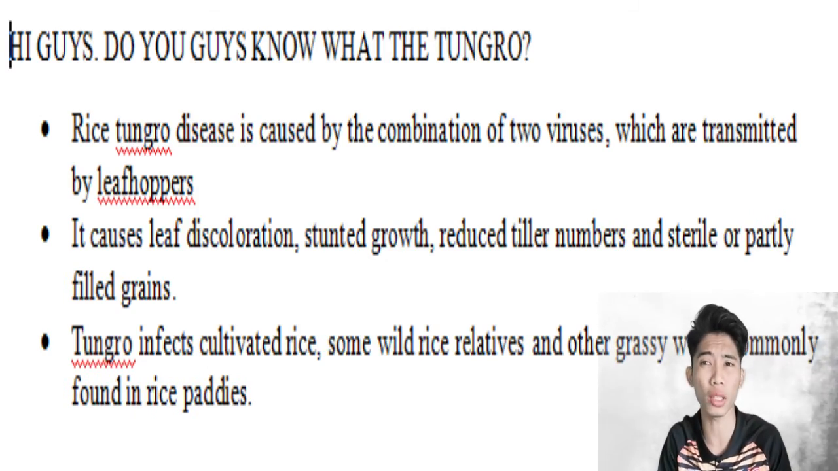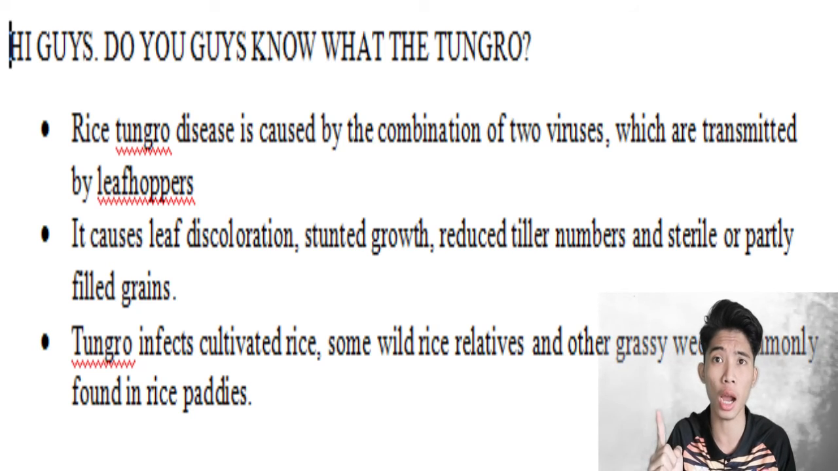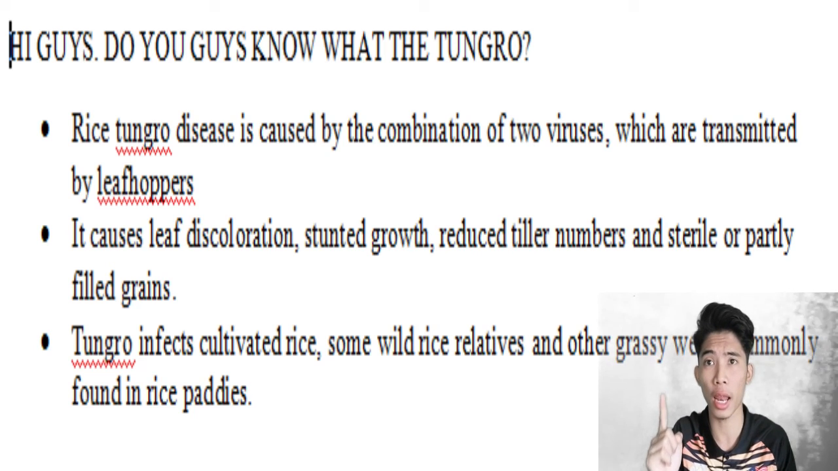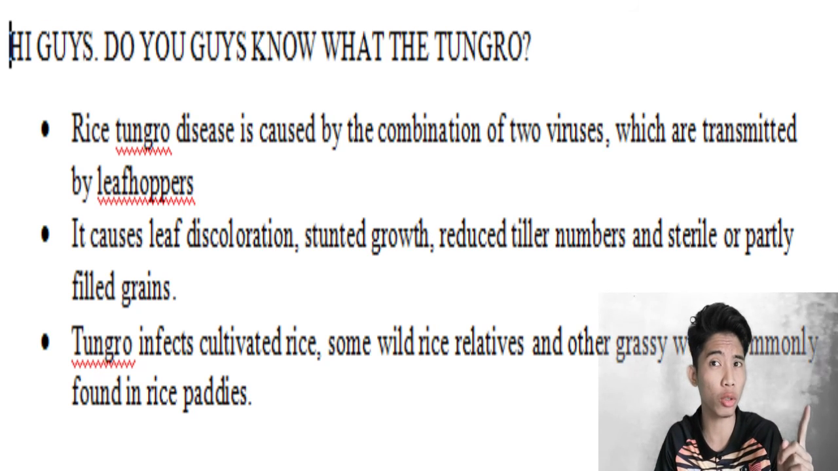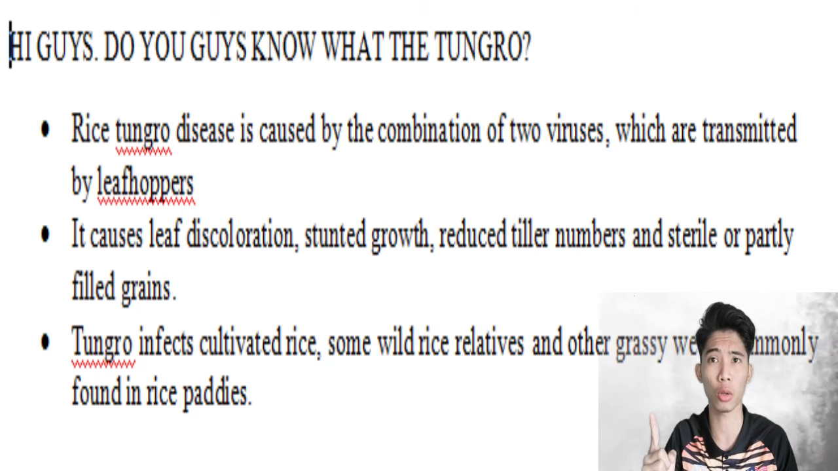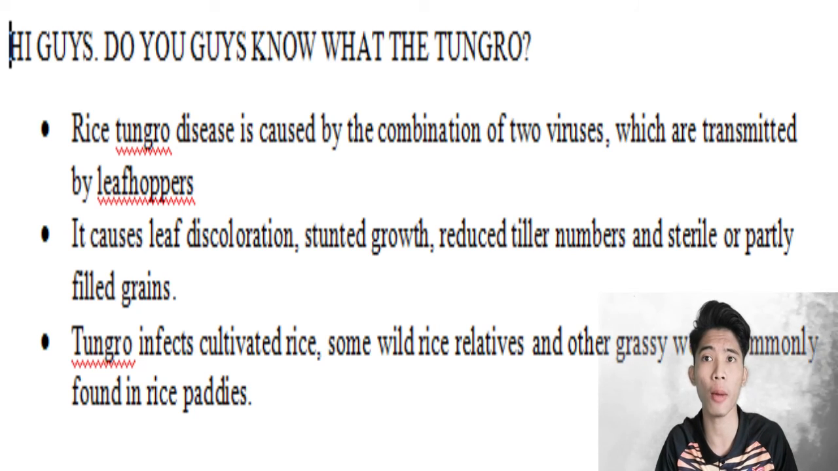Do you guys know what is tungro? Rice tungro disease is caused by the combination of two viruses which are transmitted by leafhoppers. It causes leaf discolorations, stunted growth, reduced tiller numbers, and stale or partly filled grains. Tungro infects cultivated rice, some wild rice relatives, and other grassy weeds commonly found in rice paddies.